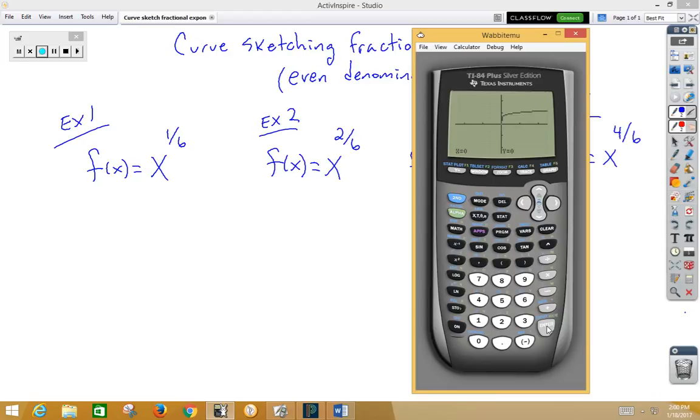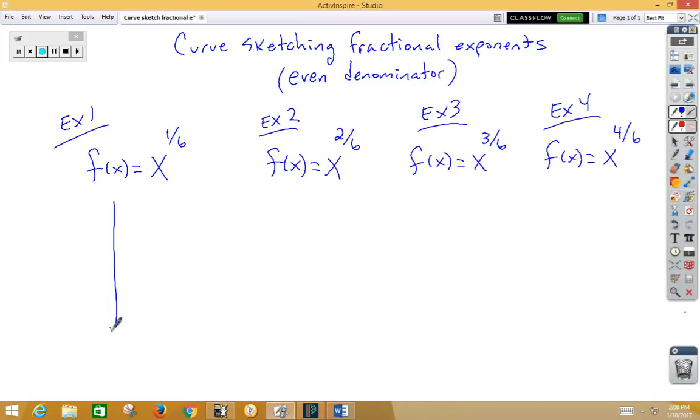And so what it kind of looks like is the top half of a parabola opening to the right. And we know that if we have an x is y squared sort of situation, we get a parabola opening to the right. Well, that's the same sort of idea here. So that's what we have when we have an odd numerator and an even denominator in this case.